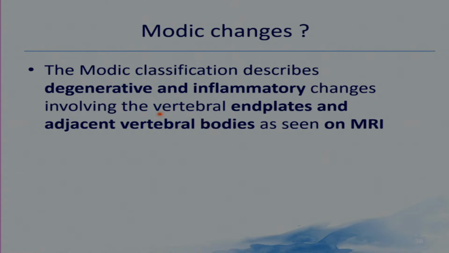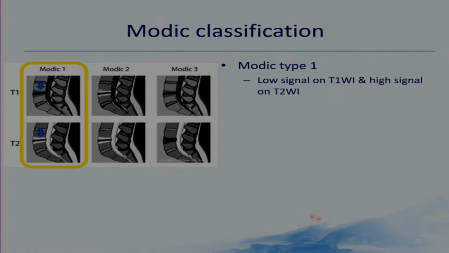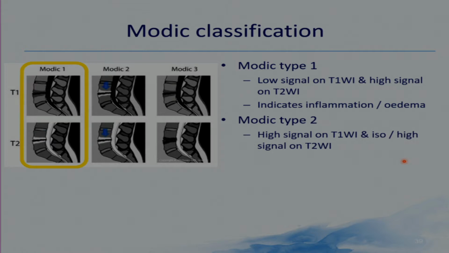So what are Modic changes? The Modic classification describes degenerative and inflammatory changes involving the vertebral end plates and the adjacent vertebral bodies as seen on MRI. Modic type 1 is when the vertebral end plate and the adjacent vertebral body is low signal on T1 weighted study and high signal on T2 weighted study. So it indicates inflammation or edema.